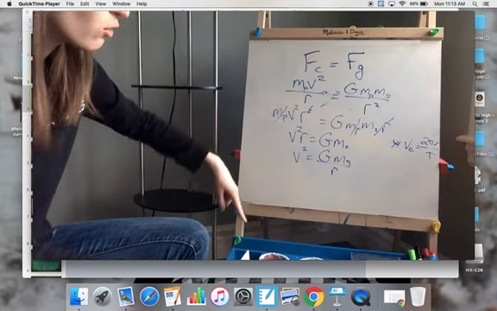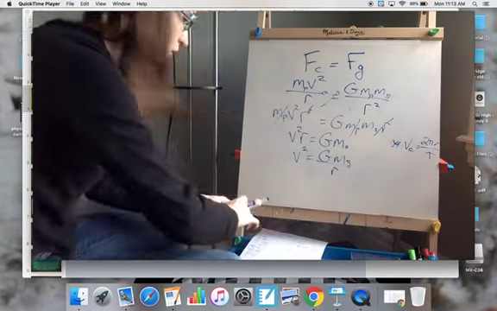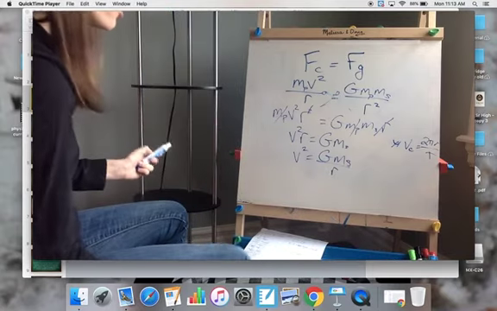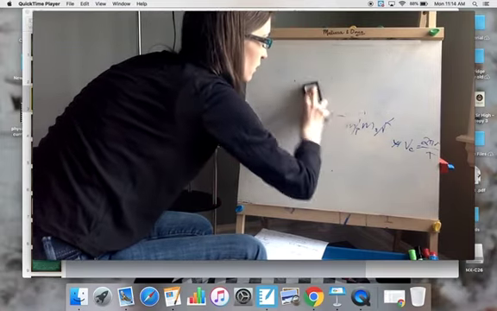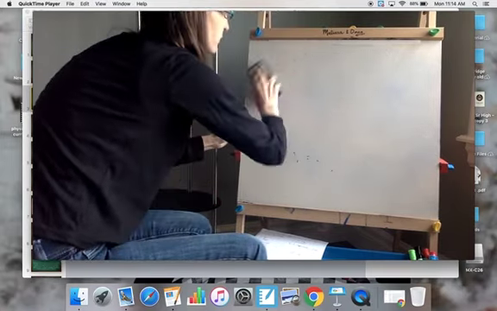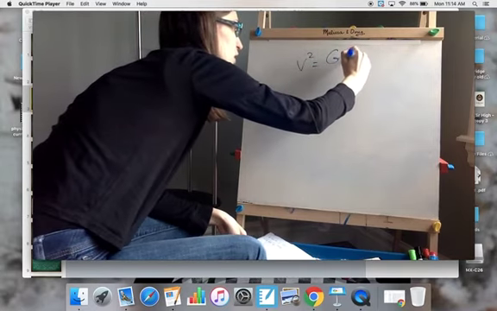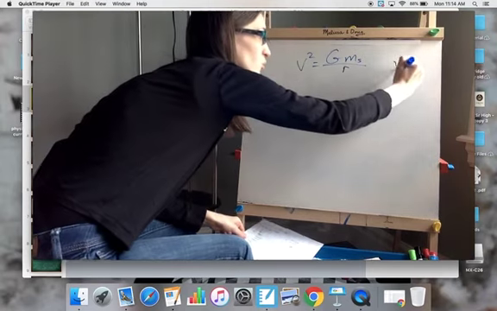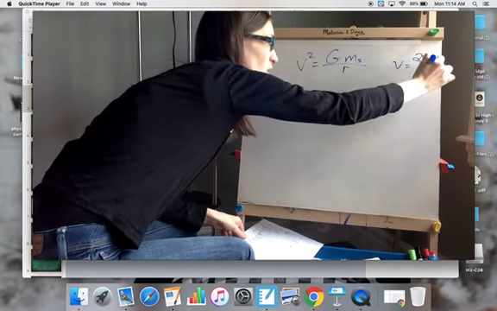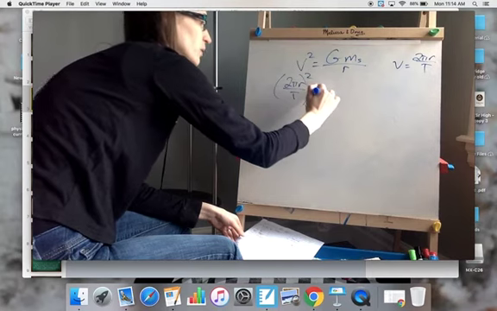I'm just going to erase and start over because I'm running out of space. This is not my ideal whiteboard, but we're making it work. Keep that in mind: we're starting with v squared equals G m_s over r, and we're going to restart up here. This is where we were at. We had v squared equal to G times the mass of the sun, or the thing you're revolving around, divided by r. We're making the substitution where v is equal to 2 pi r over the time. So that's going in here for v squared.